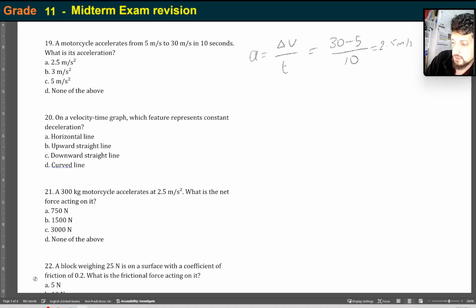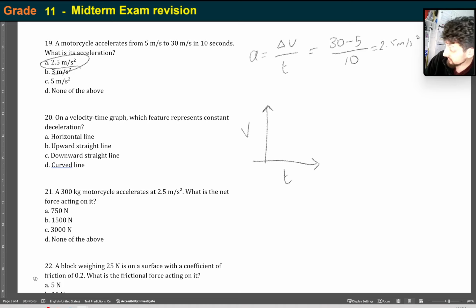2.5 meters per second squared. A. On a velocity time graph, so this time it is velocity time, and not distance time or position time. Which feature represents constant deceleration?